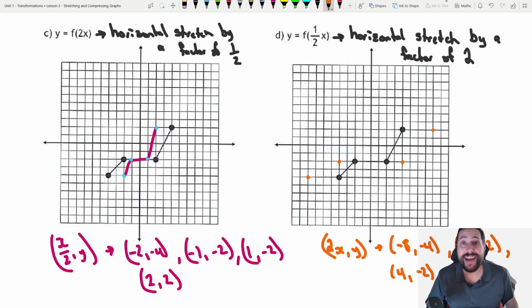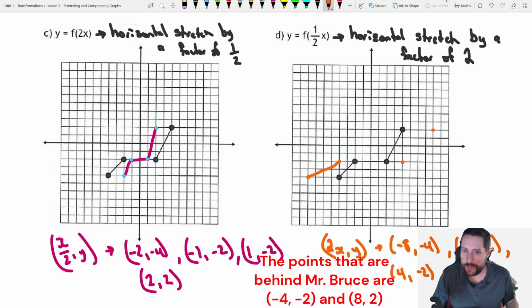Okay, we've now plotted these points out, as you can see. What we'll do now is connect the dots. Okay, so it's going to look like this. It's going to look like it's been stretched. Okay, and it's been stretched about the y-axis. So it's stretched horizontally.